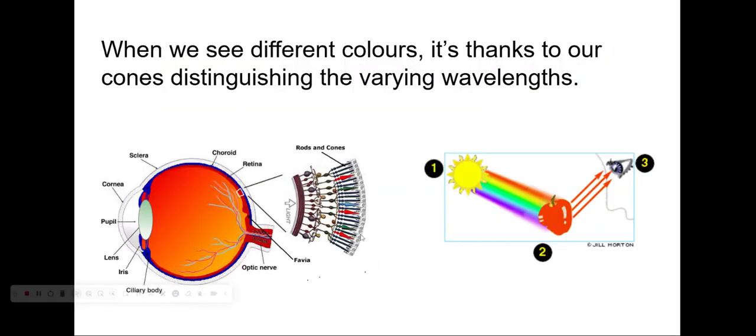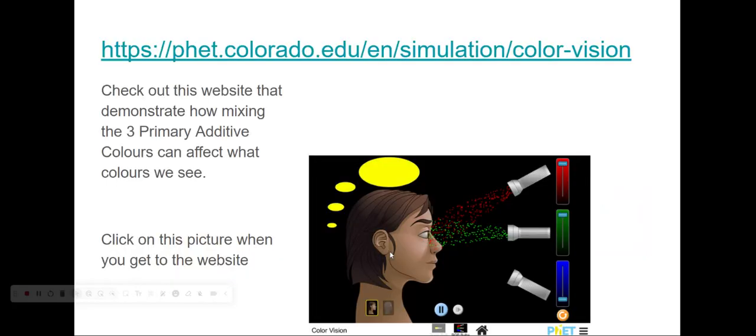And again, to go back to topic 6, we're able to distinguish these colors thanks to the cones that are inside our retina. These cones take in these different wavelengths of light and interpret them for us.